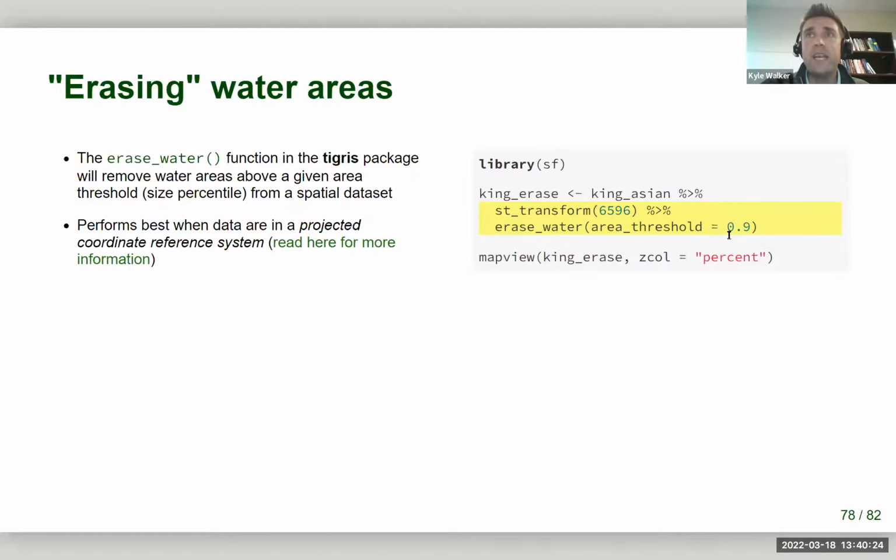So if you set area threshold equals 0.9, it says only the water areas with a size of the 90th percentile and up. So basically the 10% largest water areas will be retained. And those areas will then be removed, basically used as an eraser to remove area from your census polygons. So take a look at the difference.